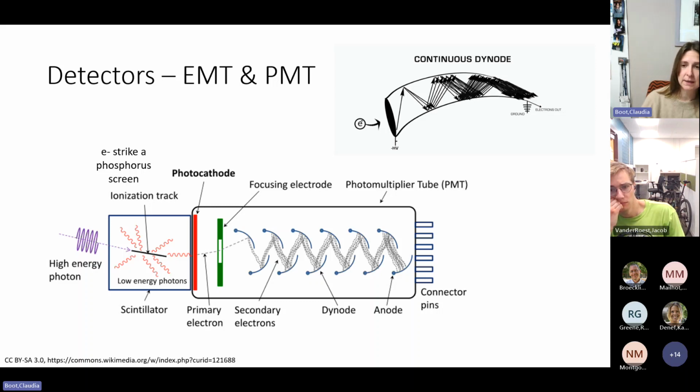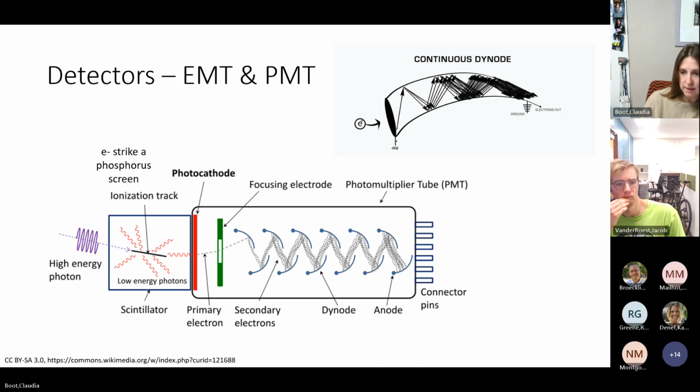And most mass specs today, instead of using direct continuous dynodes, use these discrete dynodes where there's essentially a phosphorus screen where the electron strikes to make a photon. And then the photon converts to a primary electron that then goes through this discrete set of plates where it multiplies the number of electrons and gives you the signal for your analyte showing up in your spectrum.